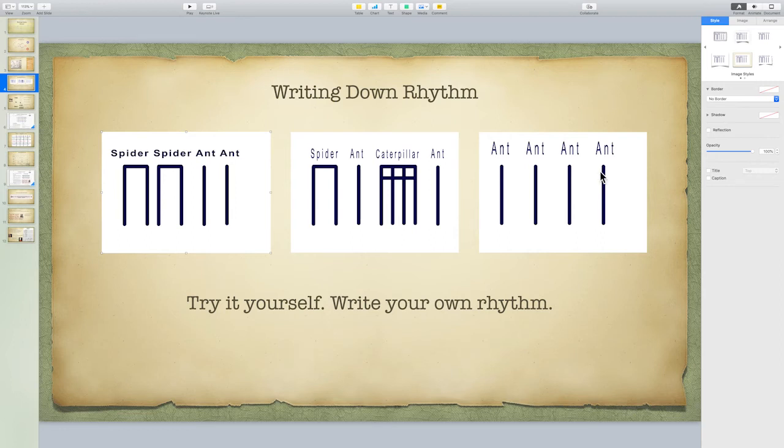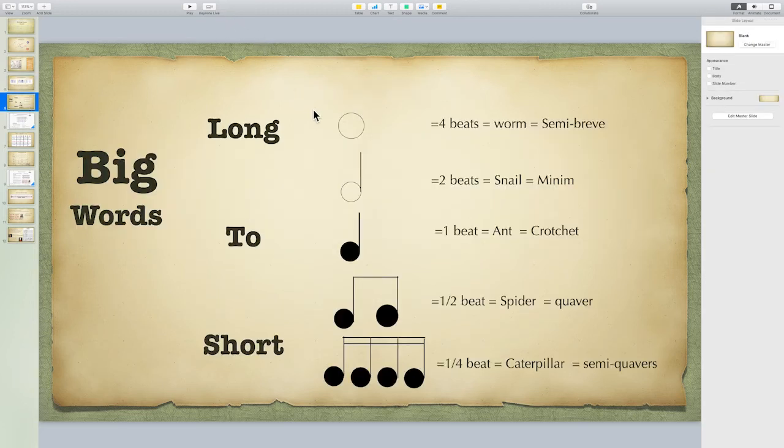So have a go at that. Try writing down your own rhythms and patterns by using single lines, double lines, or 4 lines together. And if you do the 4 lines together, remember it needs 2 of those horizontal lines. But it's good fun to do, so give it a go. Okay, let's move on to big words.